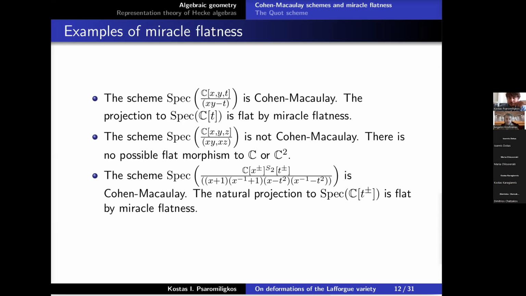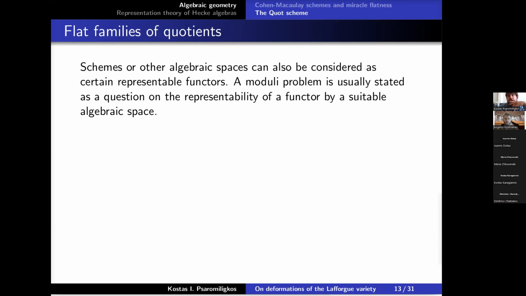So let me move to the Quot scheme that we will use next time to construct our spaces. Generally, schemes, or any kind of algebraic space, can also be defined as some kind of representable functor. You've probably heard the phrase moduli problem. What we mean by that is to take a reasonable functor and show its representability, so it actually comes from some reasonable algebraic space.